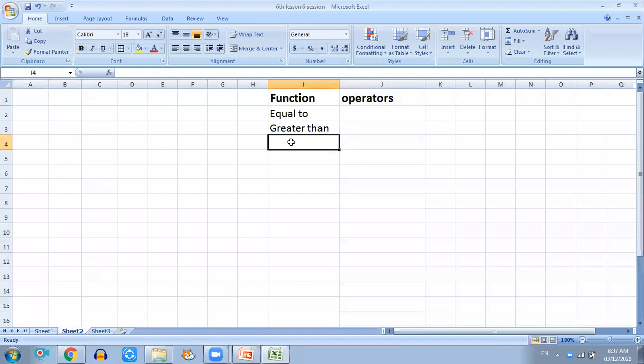Then less than, greater than, less than or equal to, then greater than or equal to, and equal.